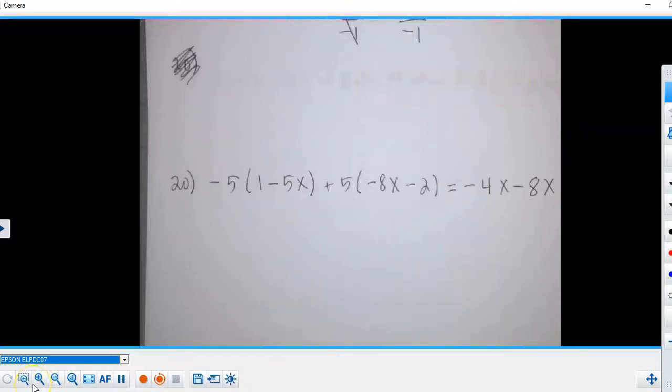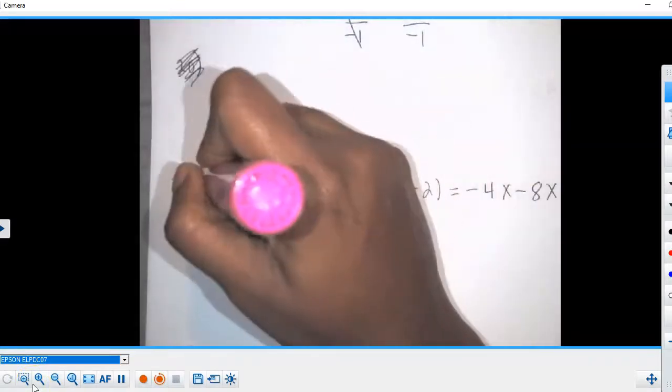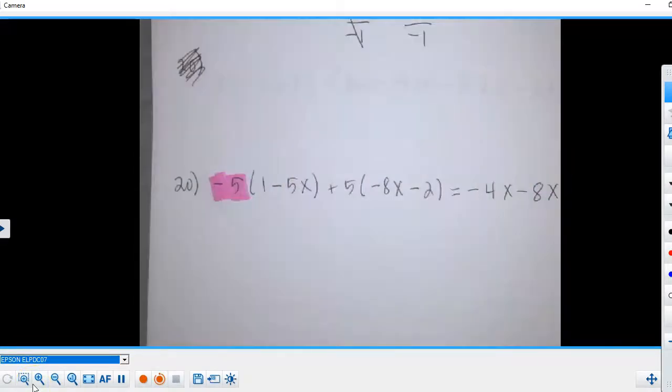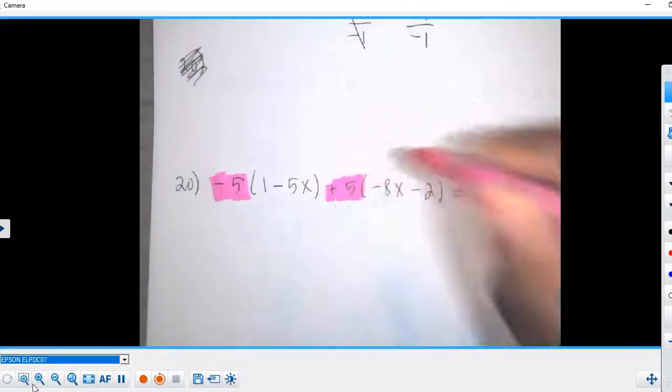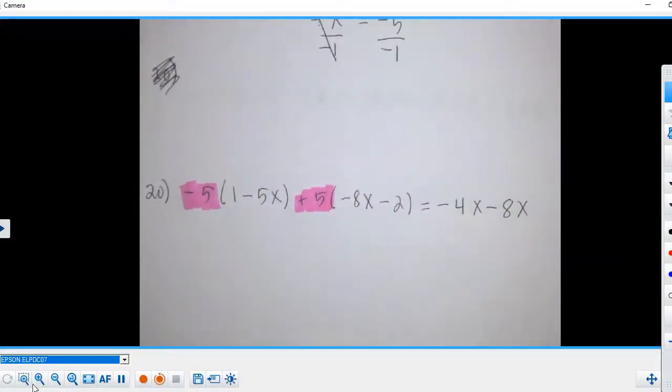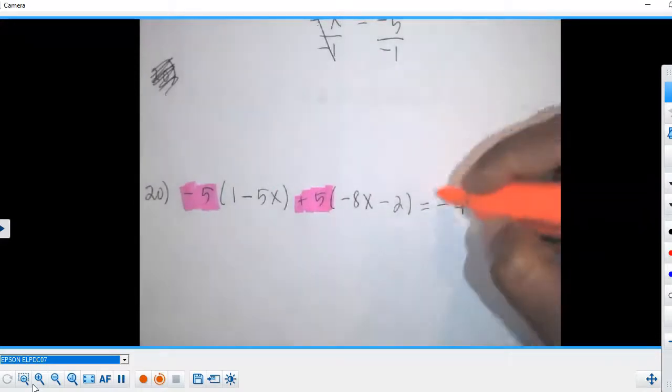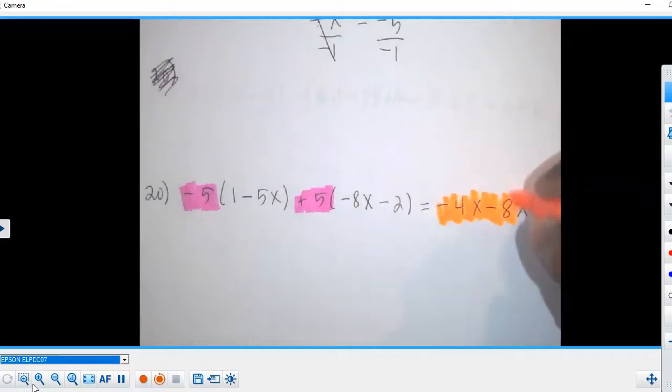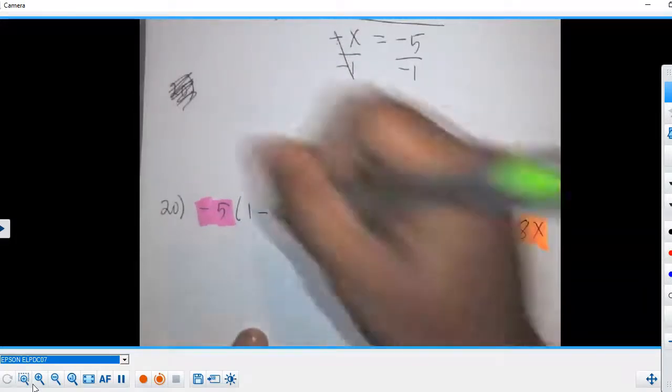Here we go, sorry. All right, so I noticed that there's a -5. I noticed that there's a +5 in front of this parentheses. I also noticed that over here, I have like terms, so I'm gonna use another color. Both of these are gonna get combined together on the right side because they both have x's. So I'm gonna draw my arrows.